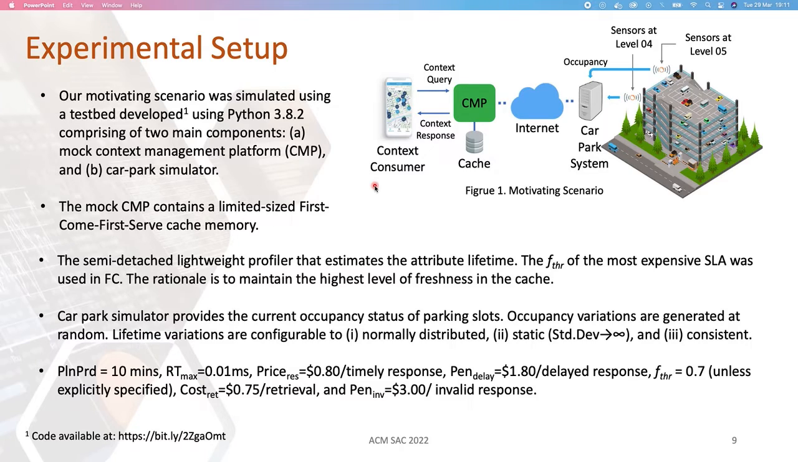The context queries were generated using Apache JMeter, and the CMP prototype contains a limited size first in first out cache memory. The car park simulator is configurable to vary lifetime and the number of available slots to conform to a normal distribution, or to be consistent, or not to vary at all.